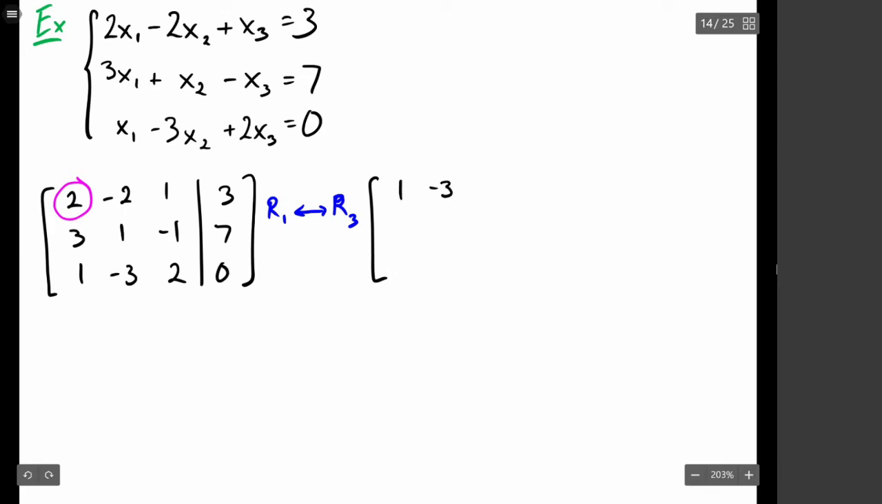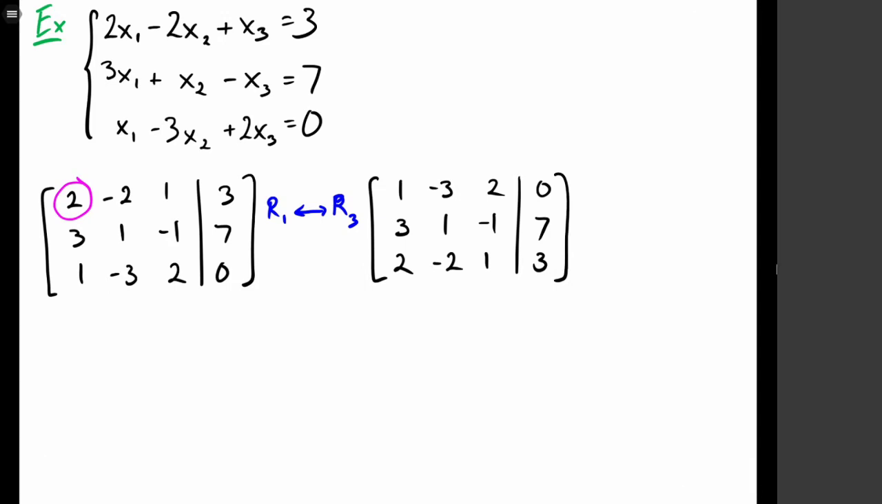So we'll get 1, minus 3, 2, 0. Row 2 stays the same. And our former row 1 goes down to the bottom. So now we have that 1 in the top left. That should always be the first goal. Once we have that, remember, one of the rules for reduced row echelon form is if you have a leading 1, which this right here is a leading 1 for the first row, everything else in the column needs to be a 0.